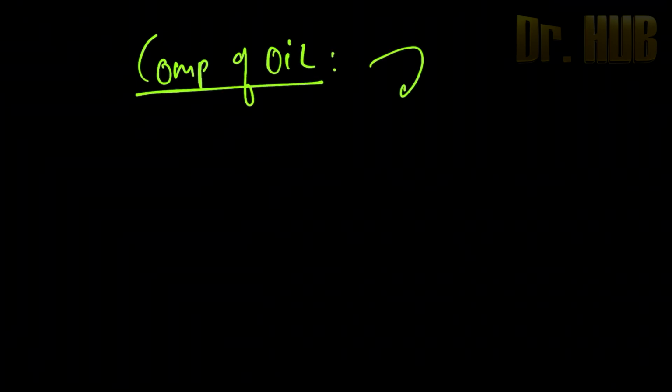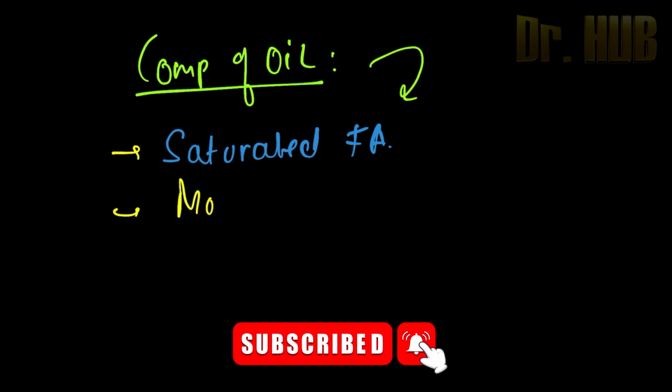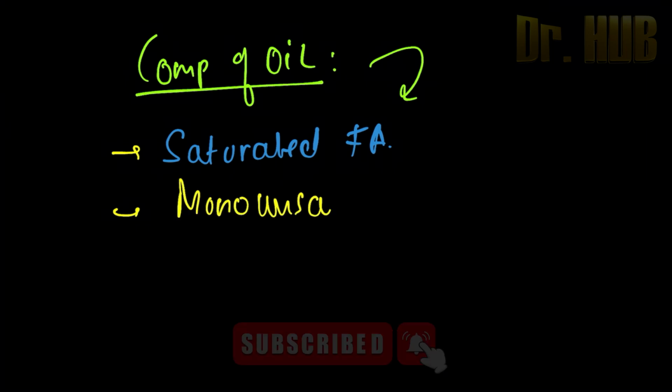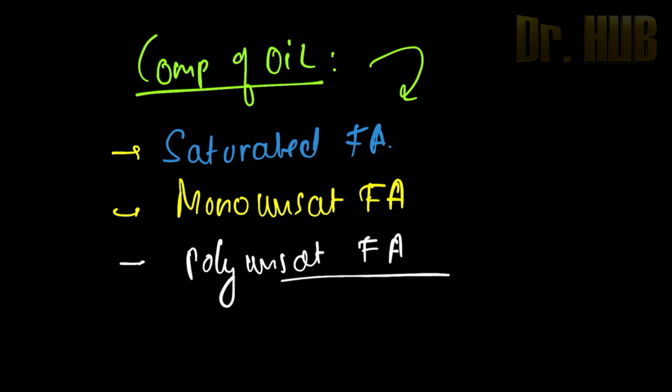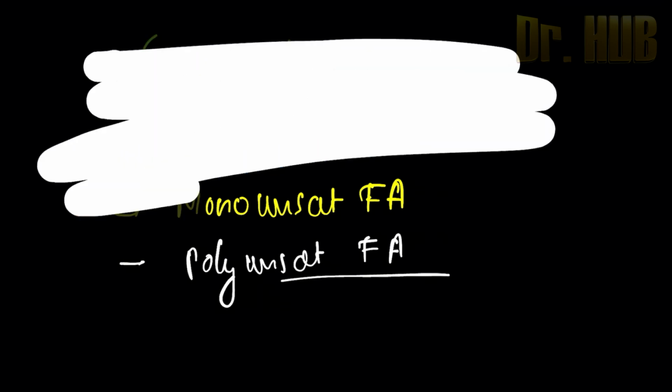Let's discuss the composition of oil. Under oil, we have different categories: the saturated fatty acids, the monounsaturated fatty acids, and the polyunsaturated fatty acids. Now let's go under the saturated fatty acids.